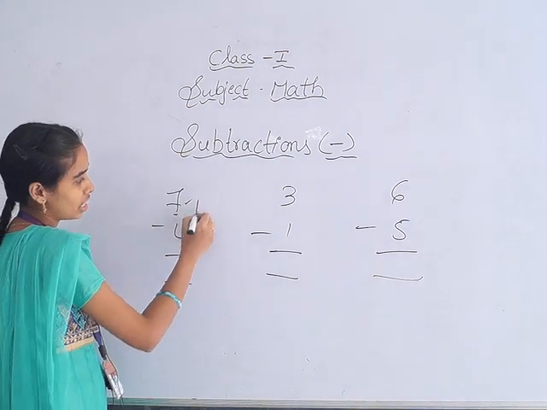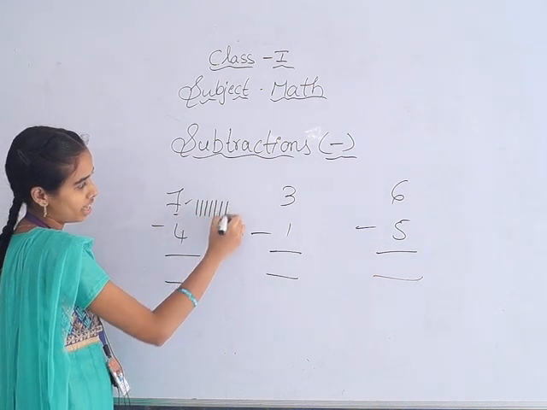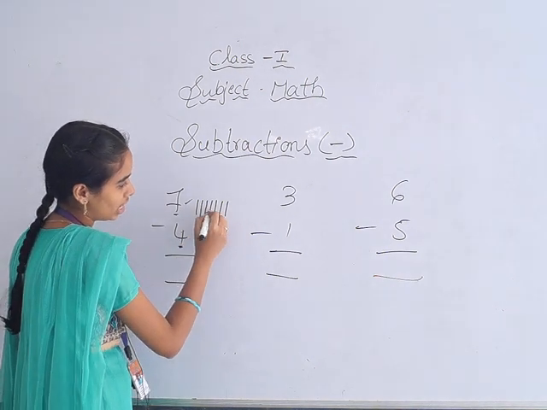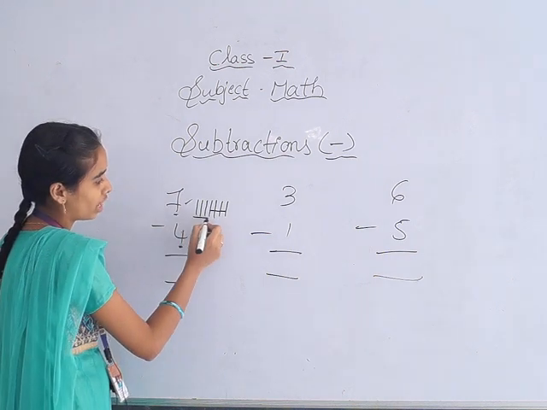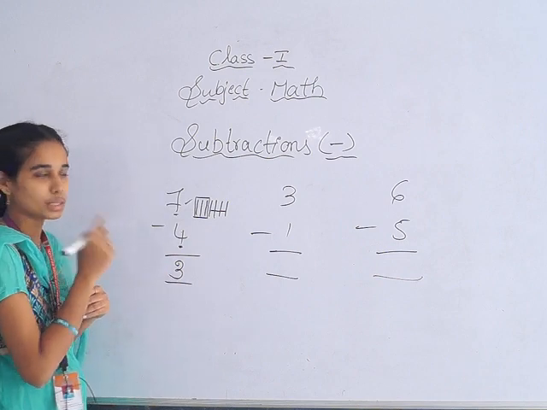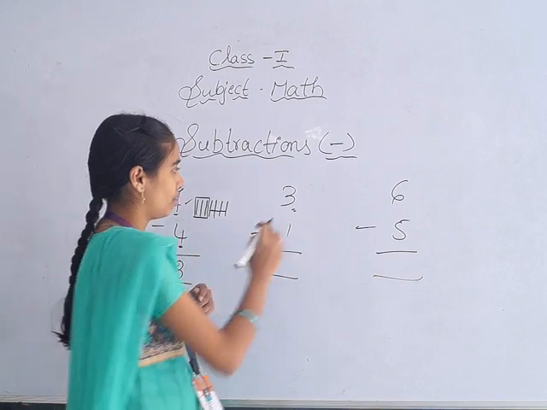So in previous class you written like this, no? 1, 2, 3, 4, 5, 6, 7. So 7. So small number you have to cut these lines. 1, 2, 3, 4. Yes or no? So remaining lines are the answer, that is 3. This method is also right, but coming to this one I will tell another method.